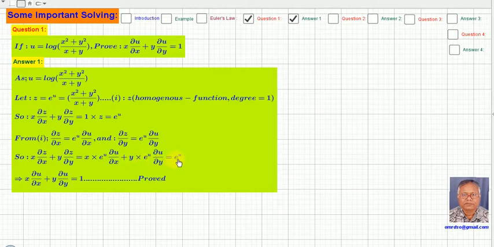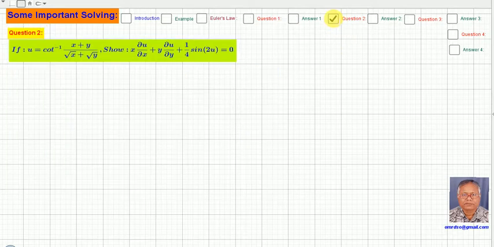e power u goes away. So x del u del x plus y del u del y is equal to 1. Now it is proved. Alright. Now let us see some other question. Question number 2. u is equal to cot inverse of (x plus y) upon (root x plus root y).